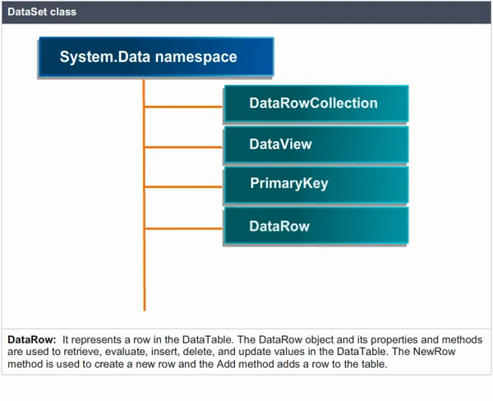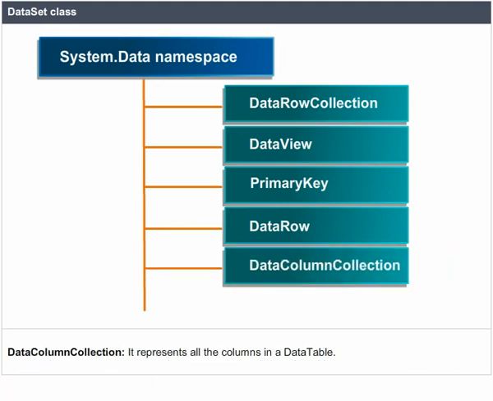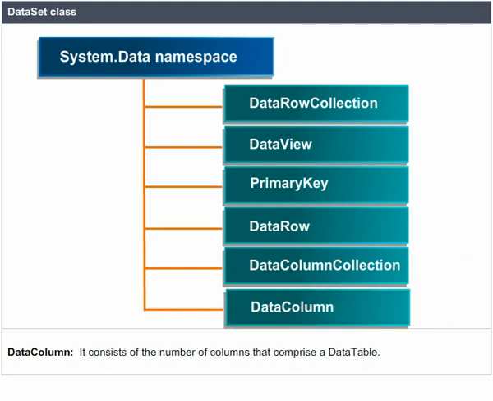The data row object and its properties and methods are used to retrieve, evaluate, insert, delete, and update values in the data table. The NewRow method is used to create a new row, and the Add method adds a row to the table. Data column collection. It represents all the columns in a data table. Data column. It consists of the number of columns that comprise a data table.